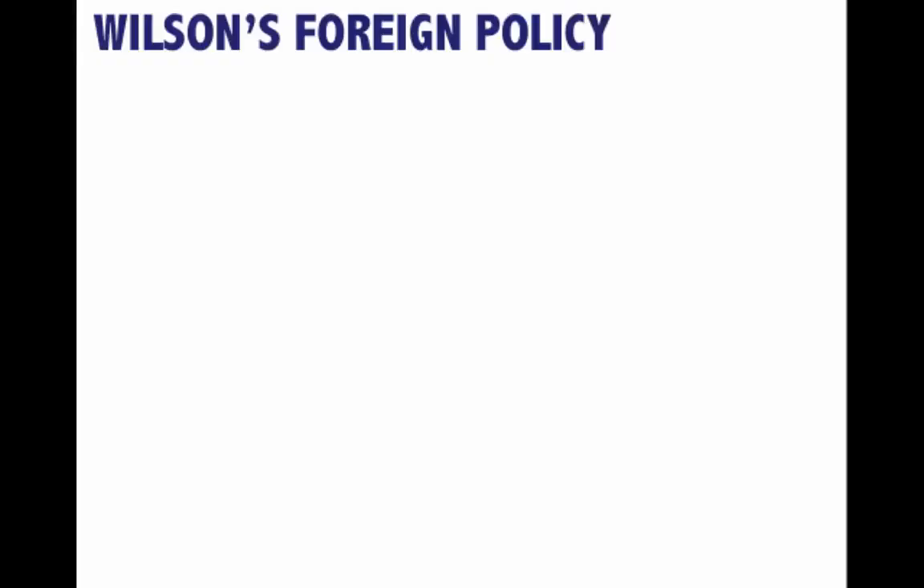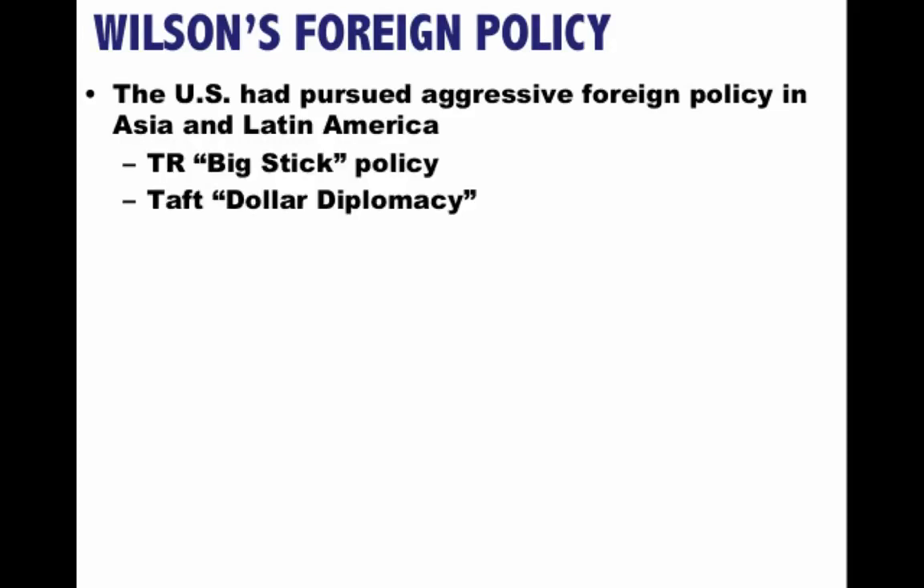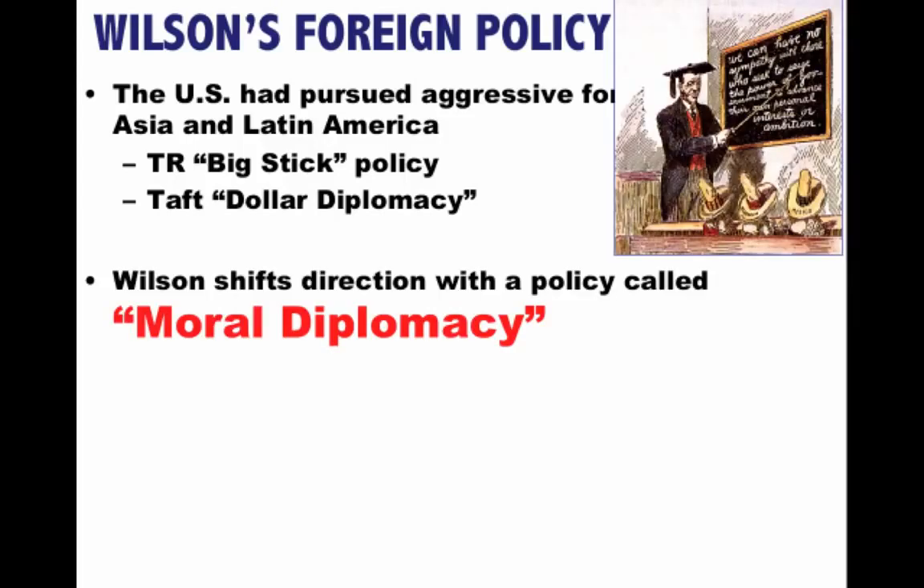Another important topic is Wilson's foreign policy. And remember, the U.S. was increasingly pursuing an aggressive foreign policy in places such as Asia and Latin America. We saw McKinley with the open door policy, Roosevelt with his big stick policy, Taft with dollar diplomacy. Wilson's going to shift direction with a policy called moral diplomacy. And part of what moral diplomacy was, and you could see this in the political cartoon, is that Wilson wanted to promote democracy to other countries. He also wanted to pursue less imperialistic policies.